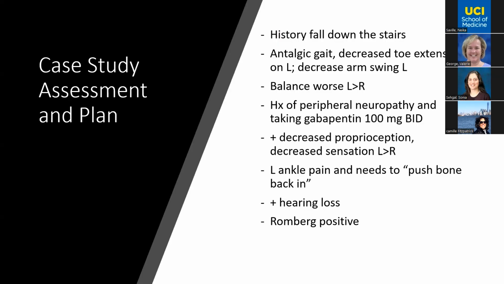Next slide, please. So the case study, this is my assessment. She had a history of a fall down the stairs, antalgic gait, decreased toe extension on the left, decreased arm swing, balance is left versus right, history of peripheral neuropathy, she's taking gabapentin, decreased proprioception, decreased sensation on left and right, left ankle pain, need to push the bone back, some hearing loss, and a positive Romberg. So what do you think you would order to help this patient?